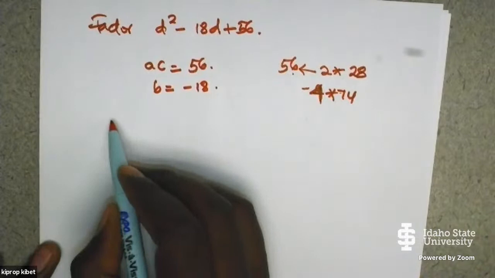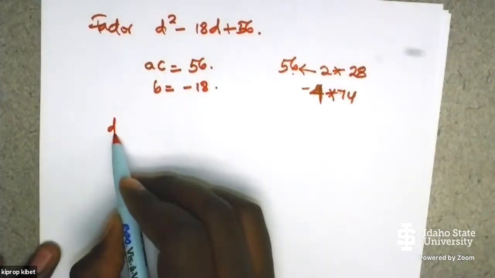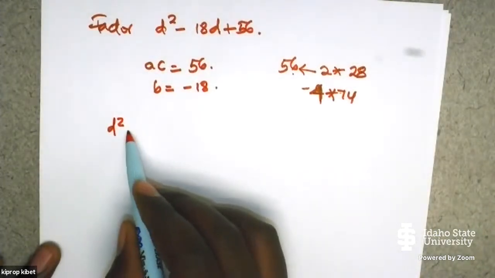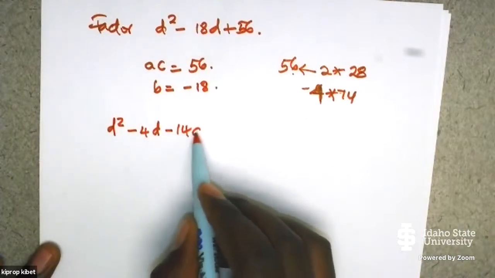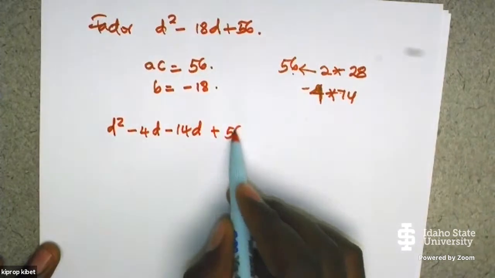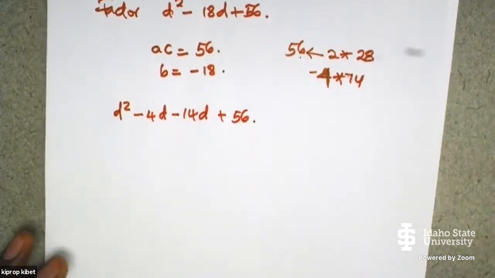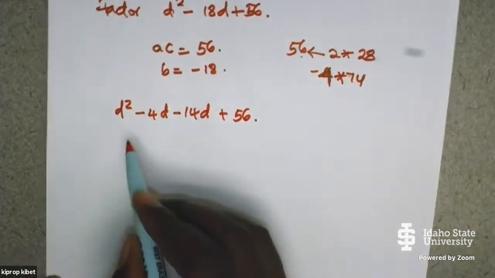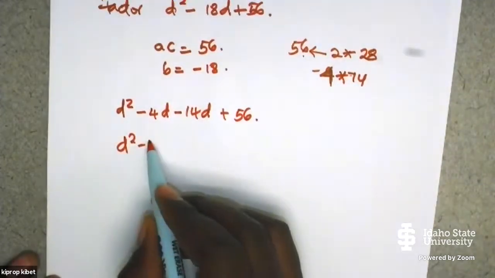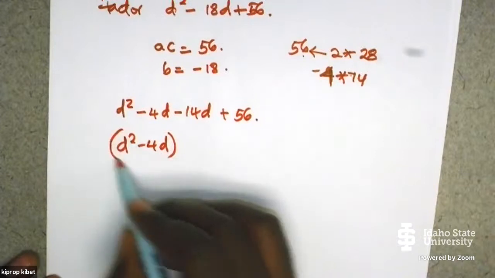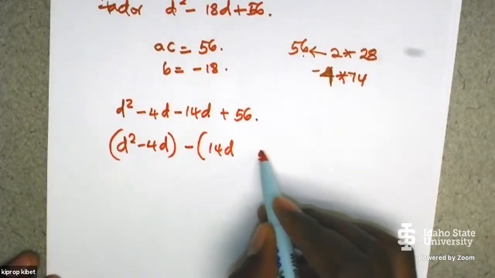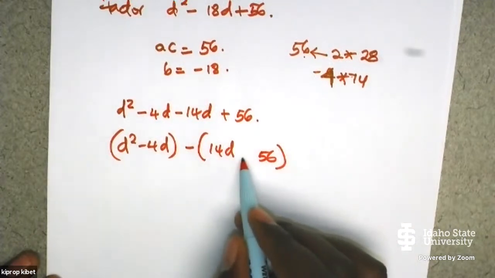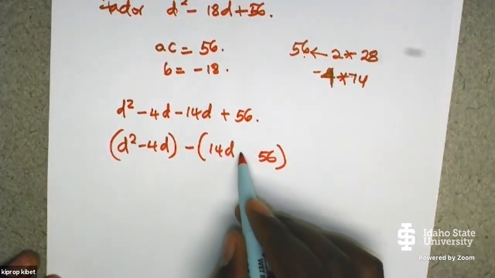So therefore, our expression up there is d squared minus 4d minus 14d plus 56. Then we can now group them. So our d squared minus 4d, minus 14d plus 56. What do we put here? Negative.